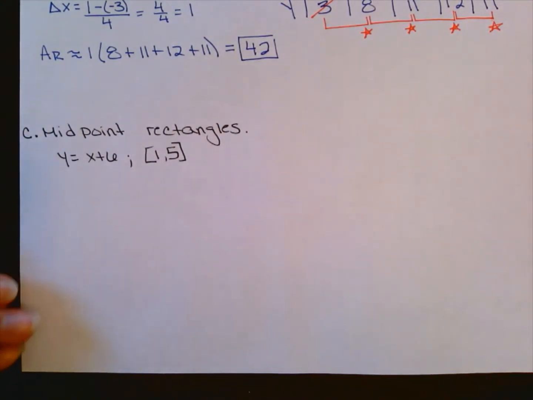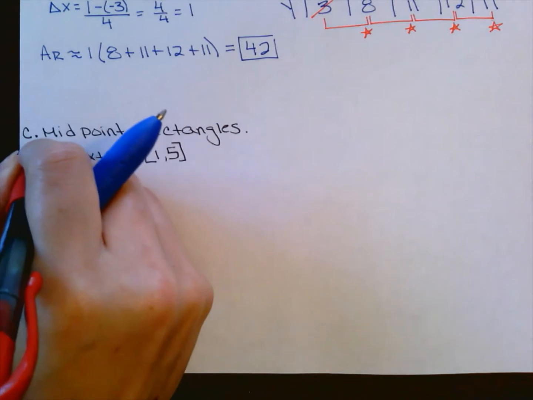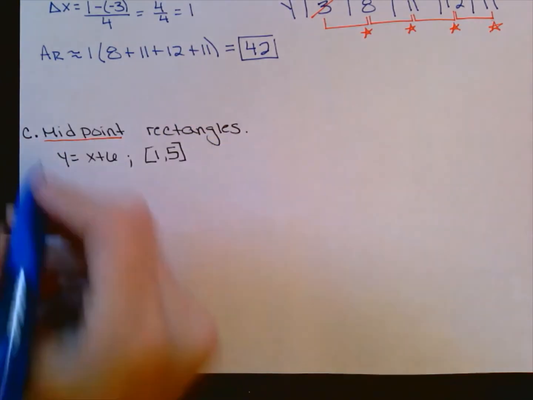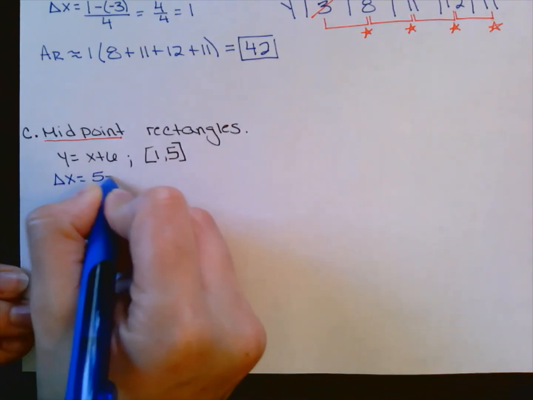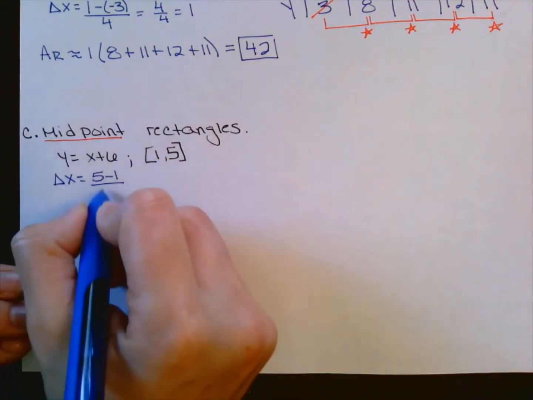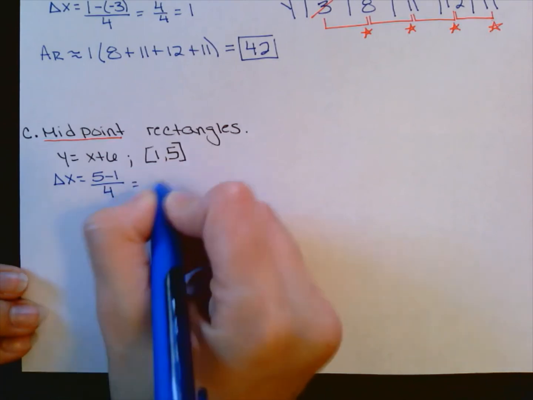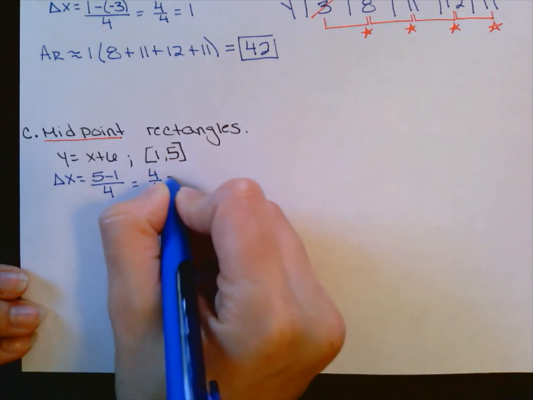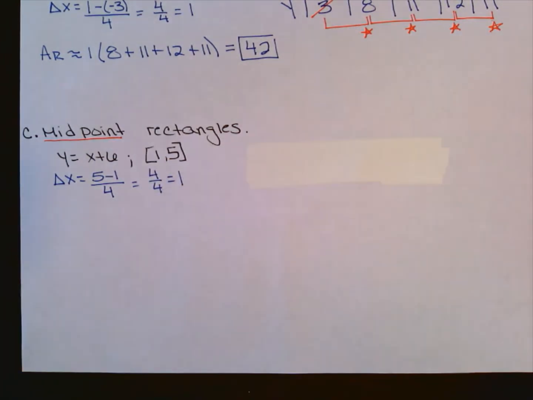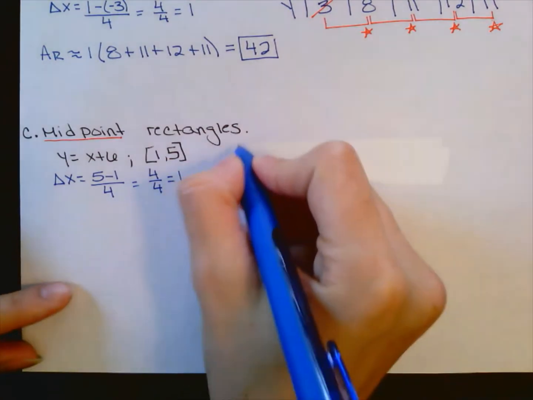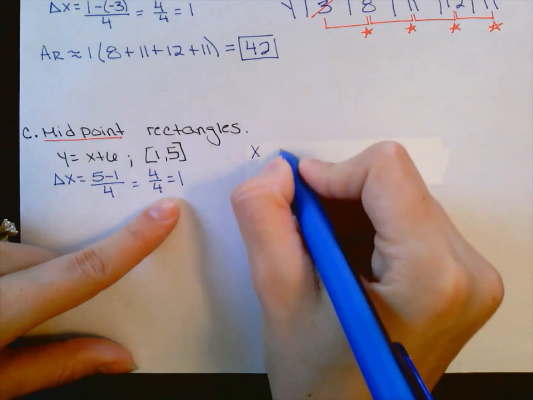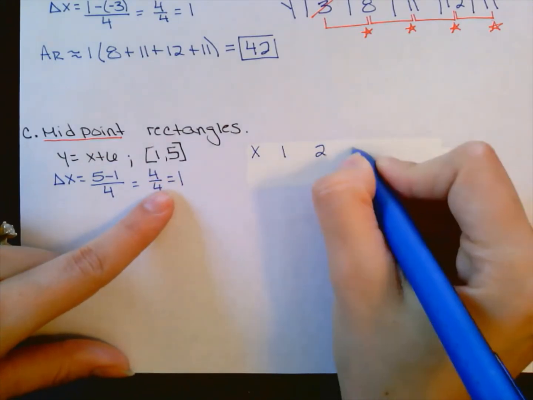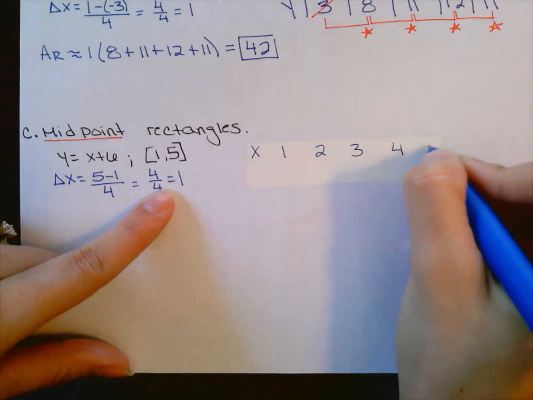So midpoint is going to be this question. Let's always start off by finding our delta x, which is b minus a over my n, which we want 4 rectangles, which is going to give me 4 over 4. My delta x is 1 again. This question ends up being a little different. As I start writing out my x's according to my delta x, I have 1, 2, 3, 4, 5.